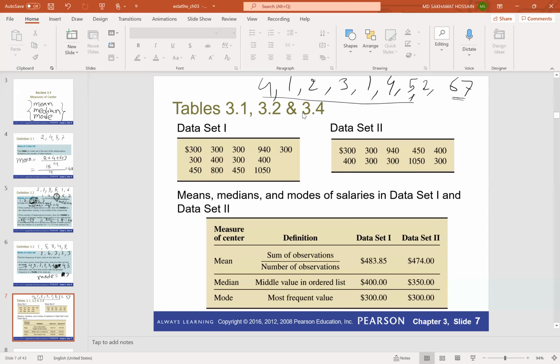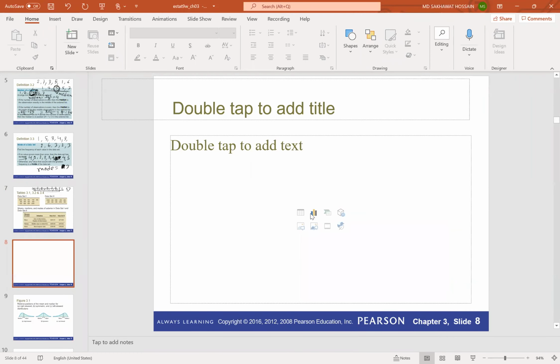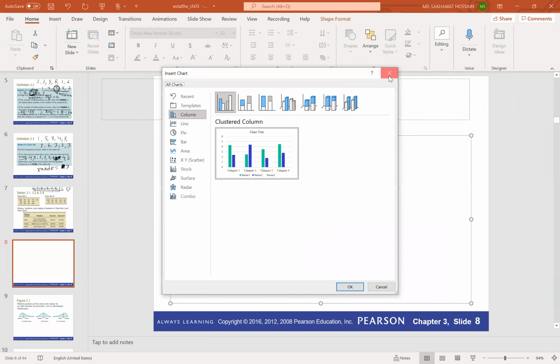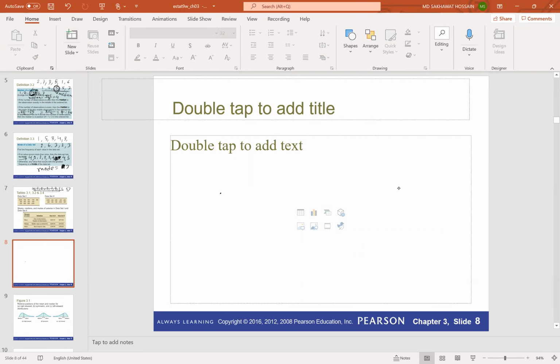So let's consider one example, then it will be more clearer. Let me erase this one. So let's consider one example: 10, 20, 25, 15.